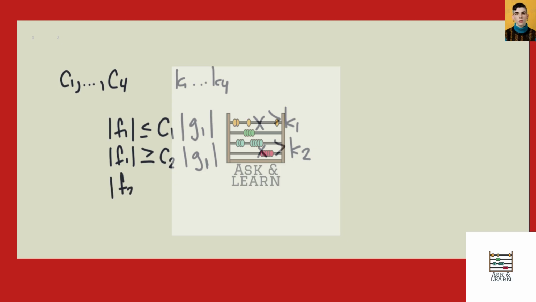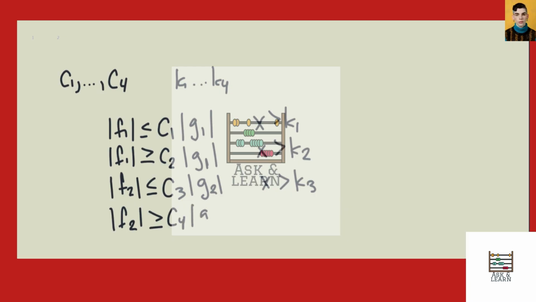And we get the same thing for f2 and g2, right? So because f2 is big theta, it must be big O. So there's some constant c3 times the absolute value of g2 that f2 is less than or equal to. And there is another constant, c4 times the absolute value of g2, that f2 must be greater than or equal to, and this would occur at some point x being greater than k4.